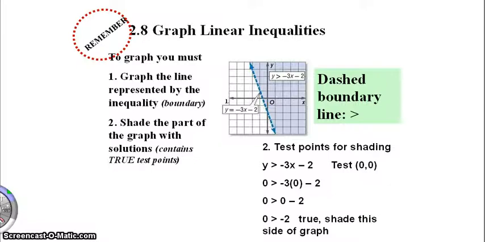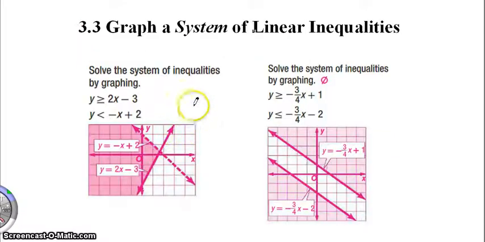In a system, we have more than one linear inequality. So here we are in 3.3. In a system, we have more than one line. So here are possibilities. When we have a solution, the shaded area, the shaded region, is our solution to a system of linear inequalities. So the overlapping shading for each of our lines is what we are interested in.